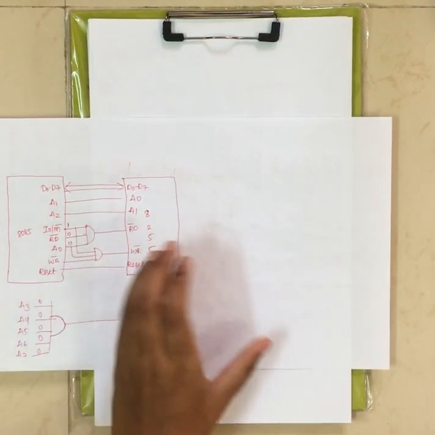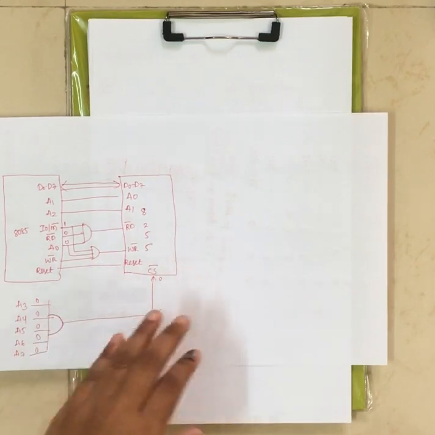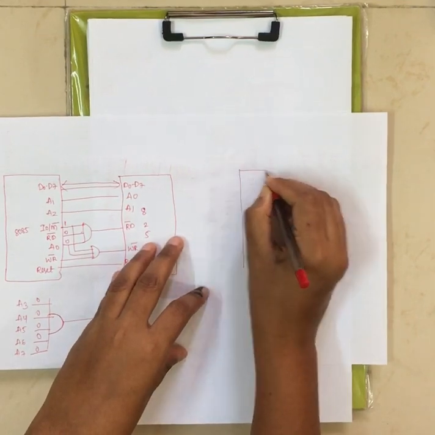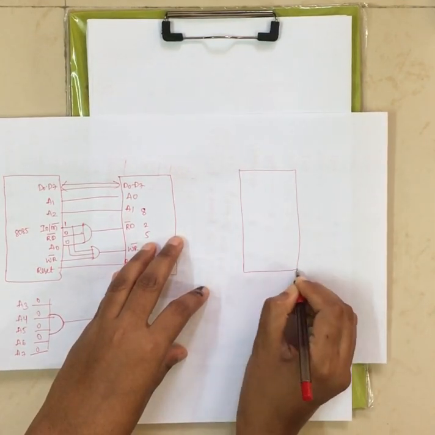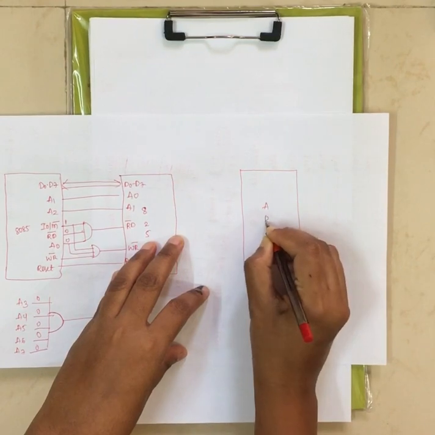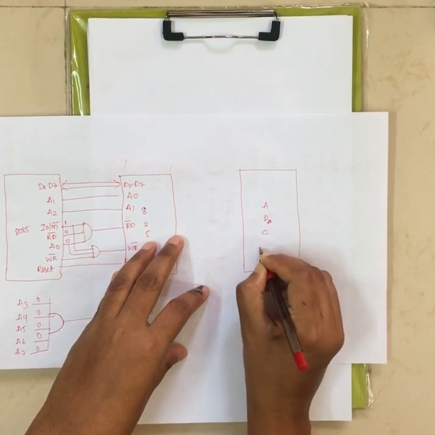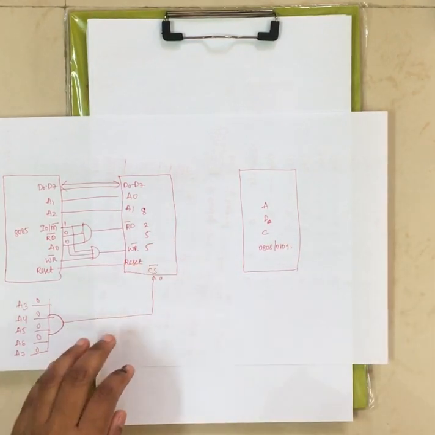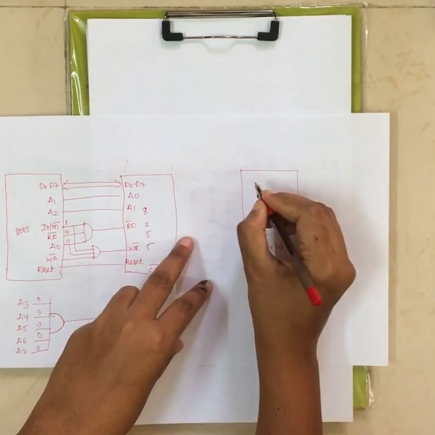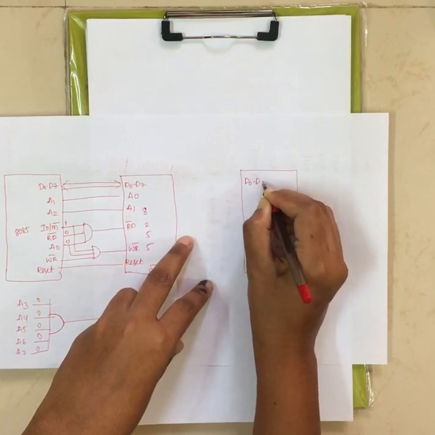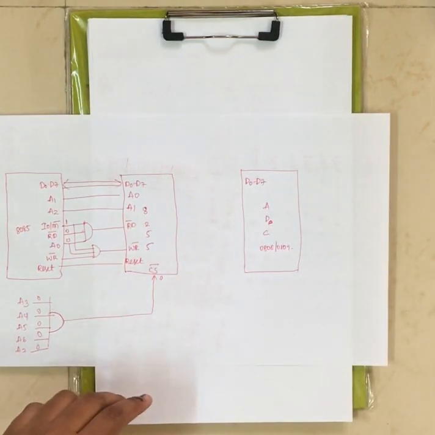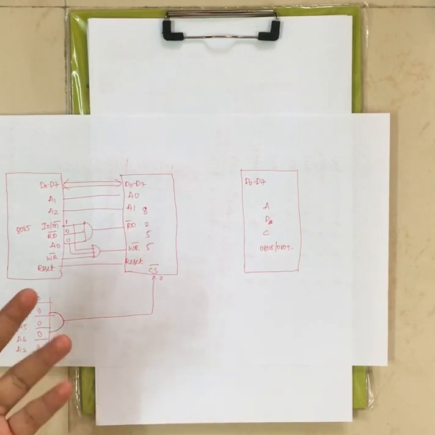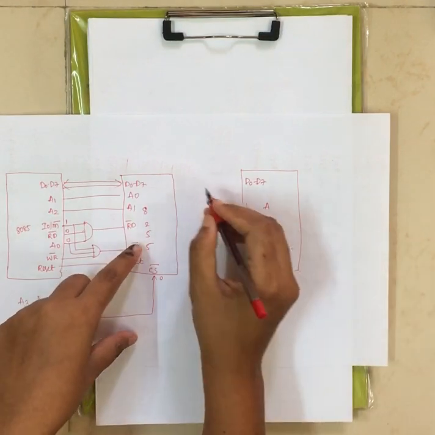Now with this interfacing you have to interface an ADC. First let me draw its diagram. The ADC is 0808 or 0809. Now you have D0 to D7 of the ADC, through which you are collecting the output.